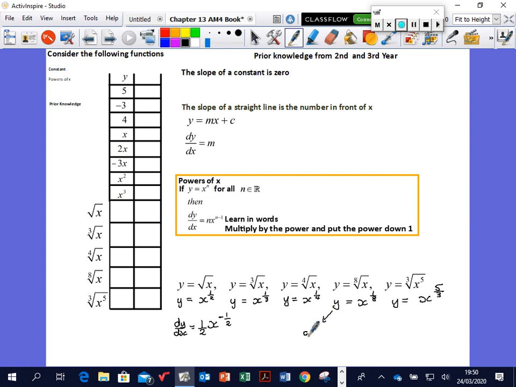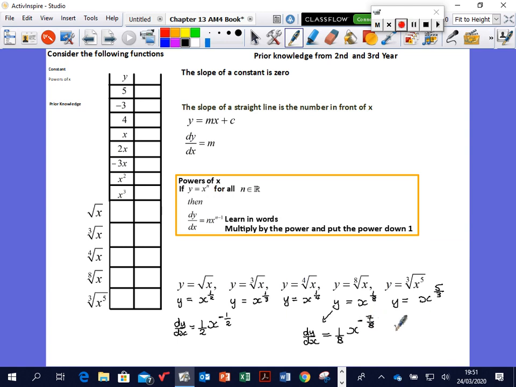When I differentiate y, y becomes dy by dx. You must remember that, very important. I'm then going to multiply by the power, and then the power goes down 1. If I take 1 away from 1/8, I end up with minus 7/8.